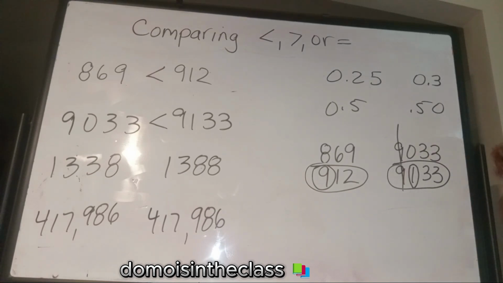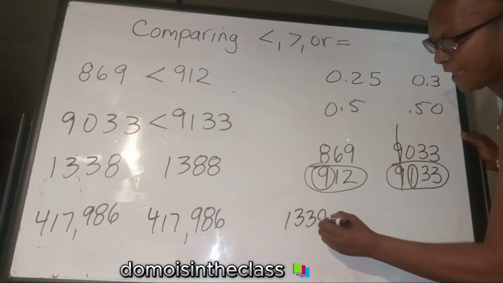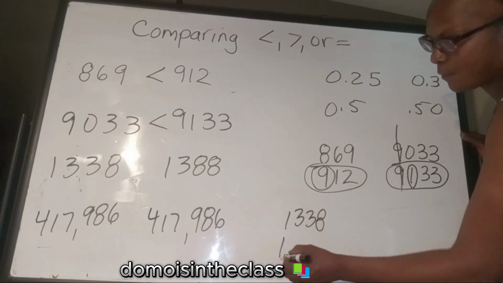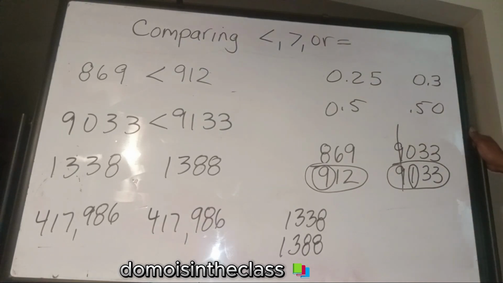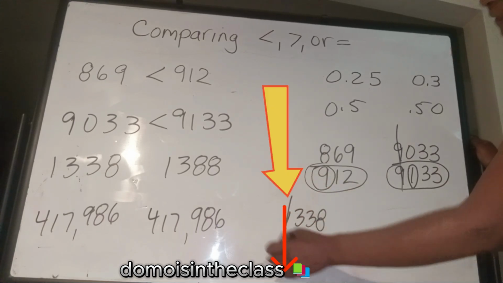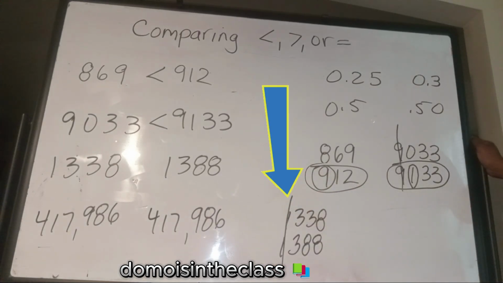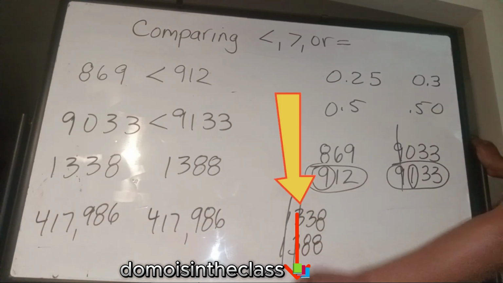Moving on to the next one, we got 1338, and then we have 1388. And so now we're going to do the same thing. We're going to look at the first numbers in the first row. We both have 1s, so we're just going to put our line straight through it. And on the next one, we both have 3s, right? We're going to put our line straight through it.